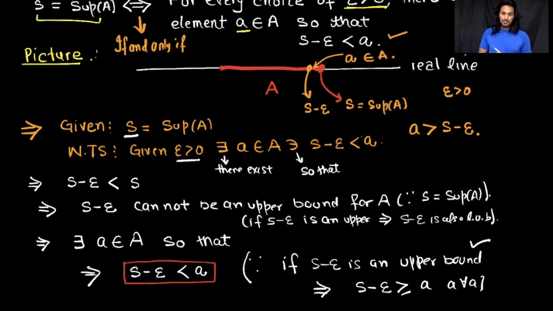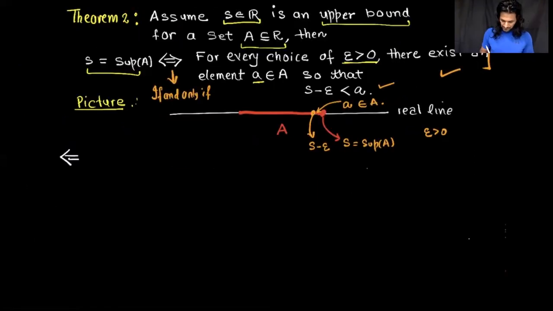So this proves that for any given epsilon, we can always find a so that s minus epsilon is less than a. So this proves the forward direction of the theorem. Now let's prove the other direction of this theorem, in other words, the converse of this theorem.